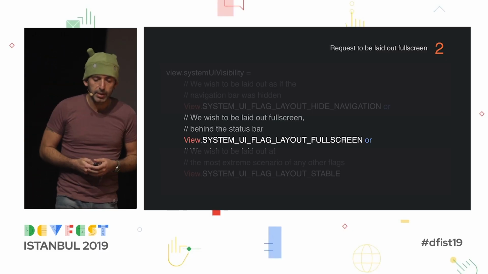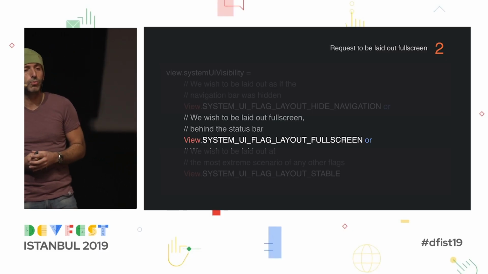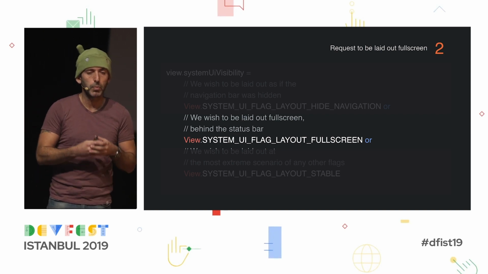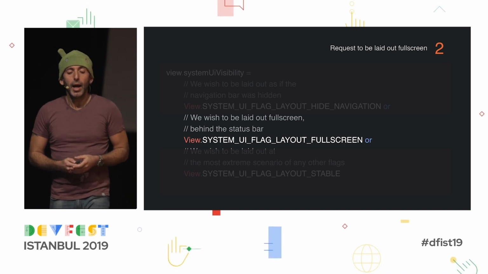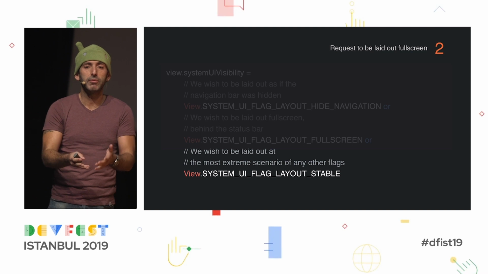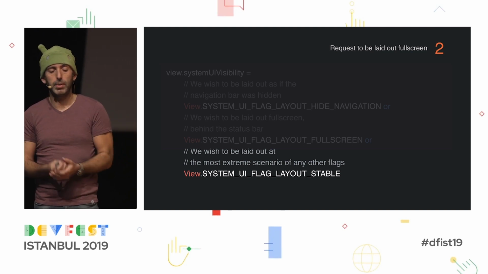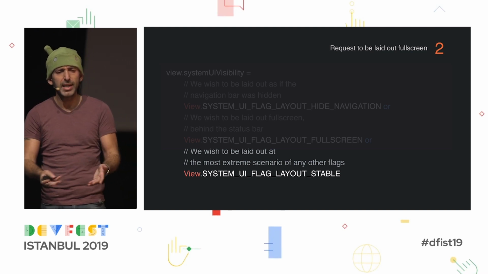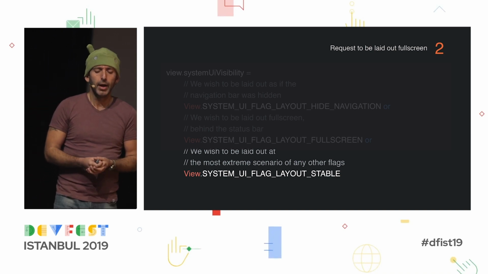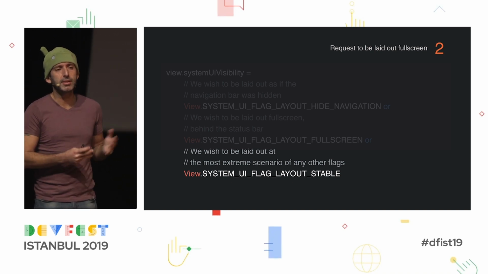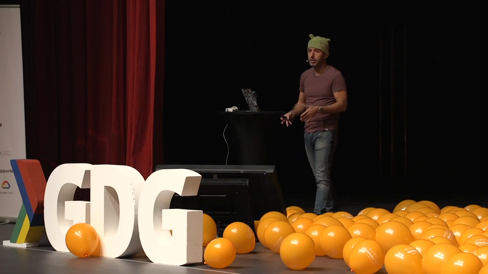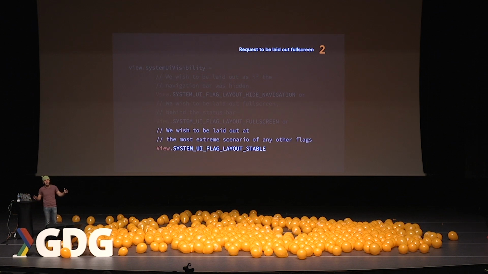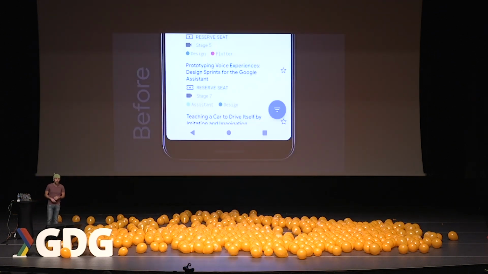The second flag is system UI flag layout full screen, which tells the system to draw your app as if the status bar doesn't exist. And the third optional flag is, I actually mentioned this is a very old API, and there are like hundreds of flags you can set to this API. The third flag basically tells the system to not override your flags and lay out for the most extreme scenario, which is drawing behind the status and navigation bar.